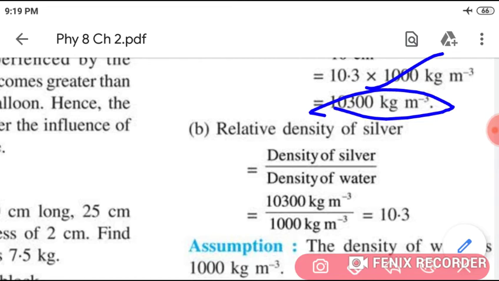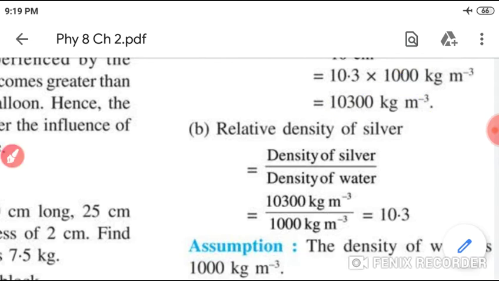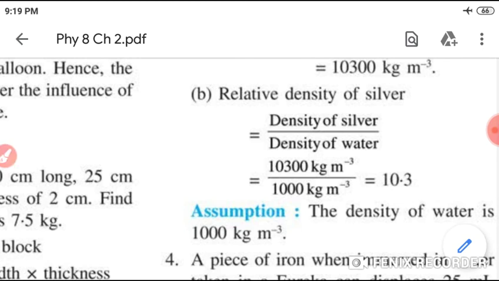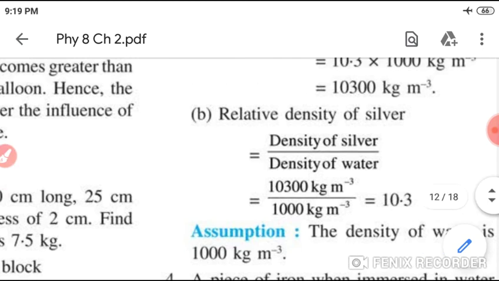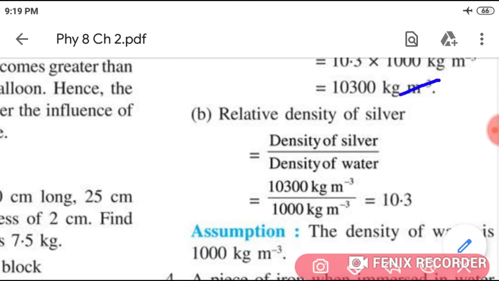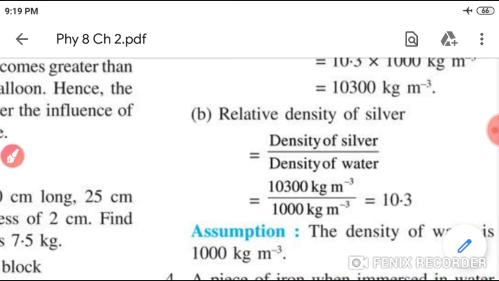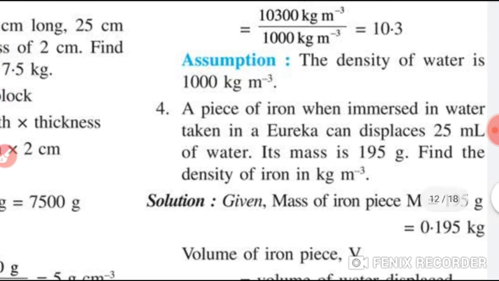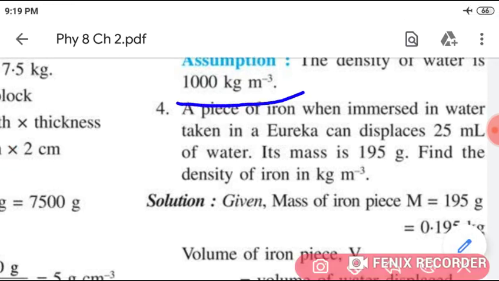Now you have to find the relative density also. What is the formula you will use? The density of the substance, silver, divided by the density of water. You will get the answer 10.3, and here no unit will be used. You know that relative density does not have any unit, it is only a number. The assumption is what? The density of water is 1000 kilogram per cubic meter.